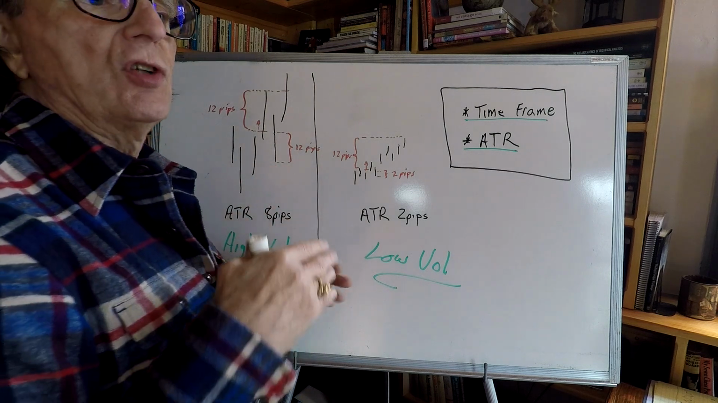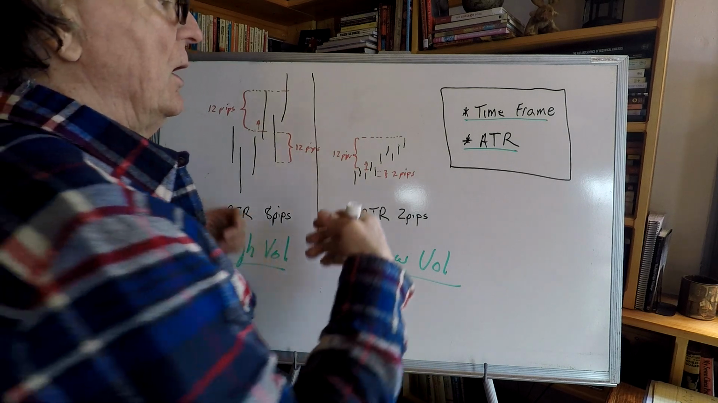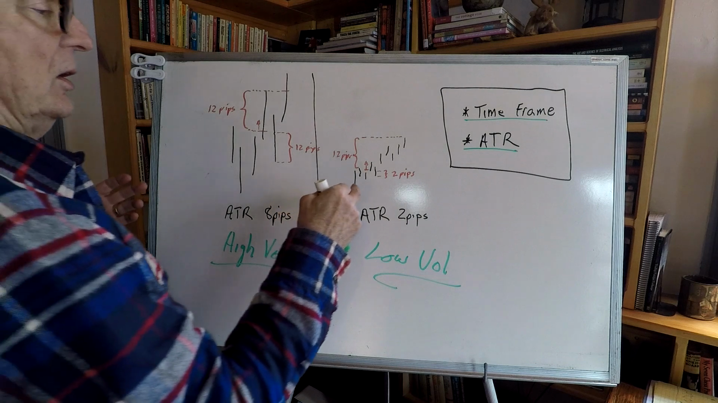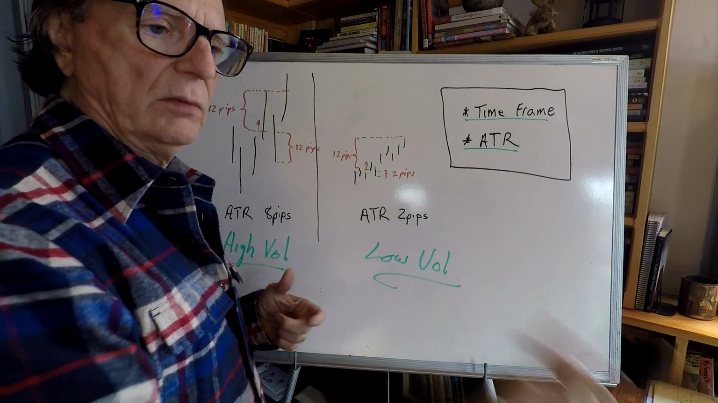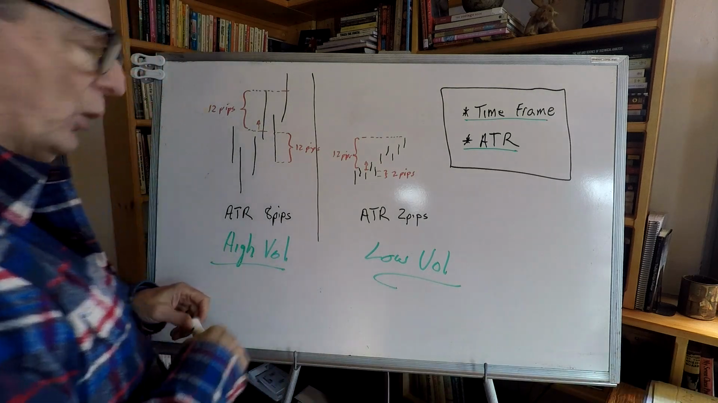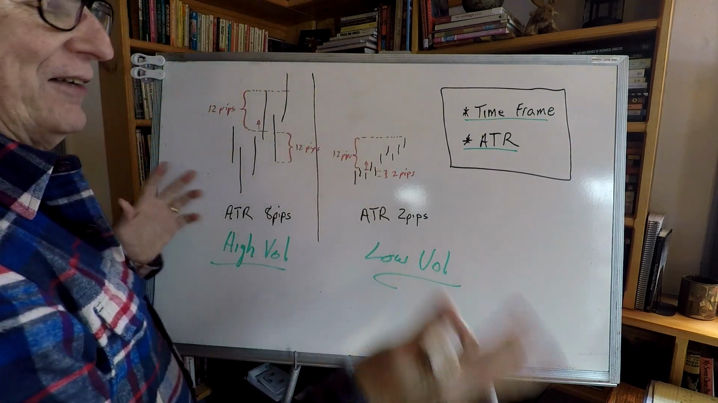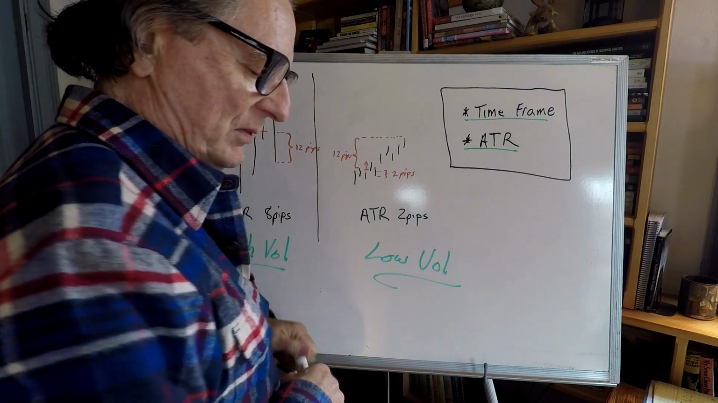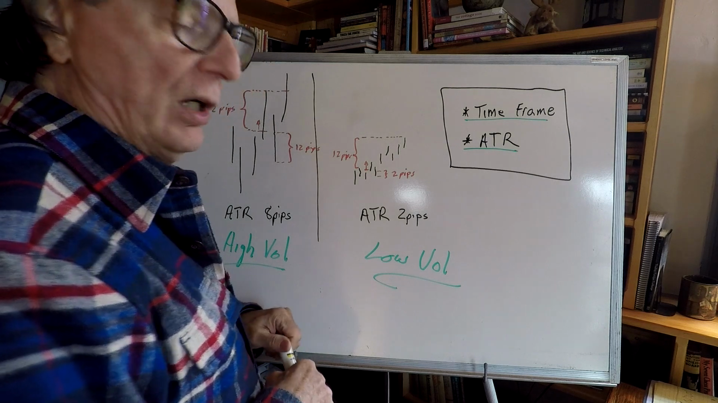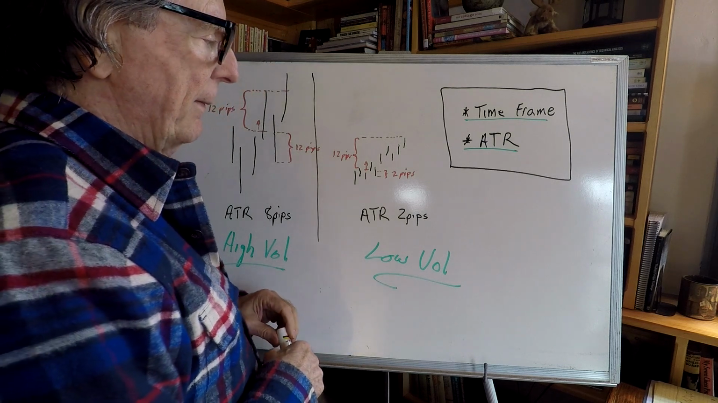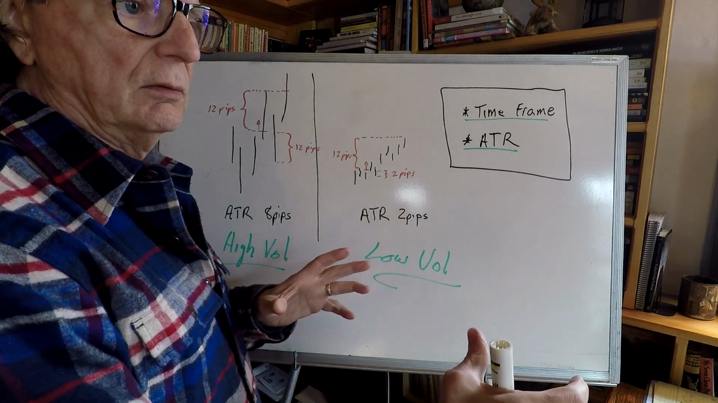In looking at the majors on a 5-period time frame, which is what I do, a 5-minute chart has about a 5-period ATR on some of the majors like pound dollar, or right now in March of 2023, on the 5 minute time frame, five candle time frame, pound dollar is running about 5 pips. When it goes out to 2 pips, I'd say, well, you've got low volatility.